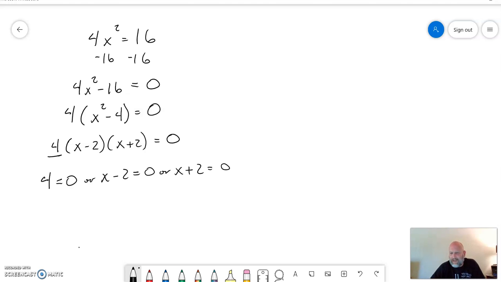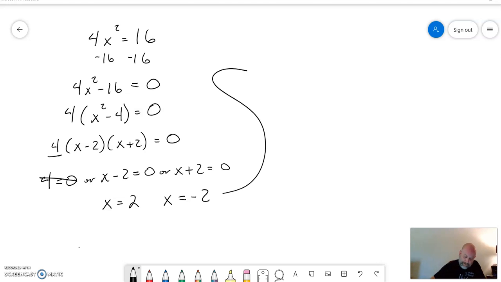Now, can 4 ever equal 0? No, it can't equal 0. So that one's not going to yield me any kind of solution. There's no x to plug into, so it's not going anywhere. But x minus 2 equals 0 gives me the solution x is equal to 2. And x plus 2 equals 0 gives me a solution x is equal to negative 2. And so I have two solutions here. I have x is equal to 2, or let's put negative 2 first. And so x is equal to negative 2 and x is equal to 2.